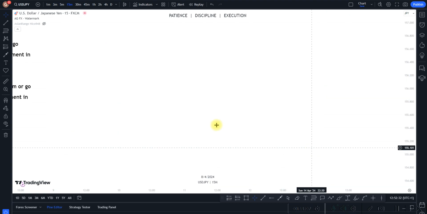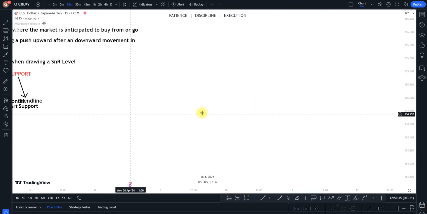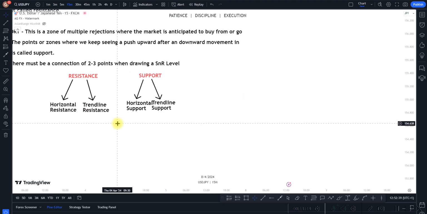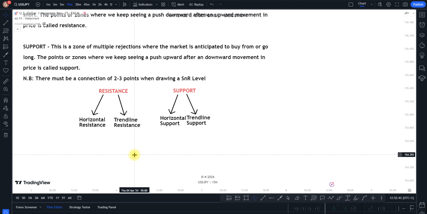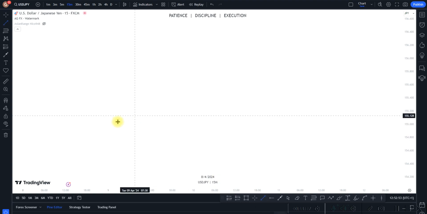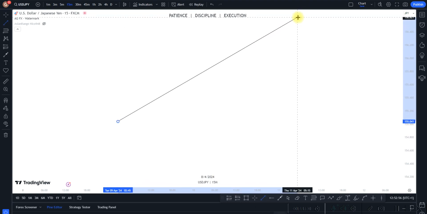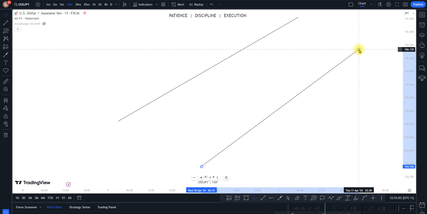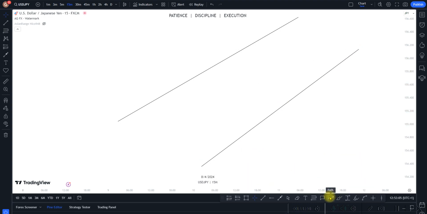But now, moving down to the second part of support and resistance, we said we have the horizontal support, the trend line support, the horizontal resistance, and the trend line resistance. What do we mean by trend line resistance? It's just as simple as what we talked about earlier. Let's assume you have this and you have this. When we are in an uptrend, this is how the market is expected to move.